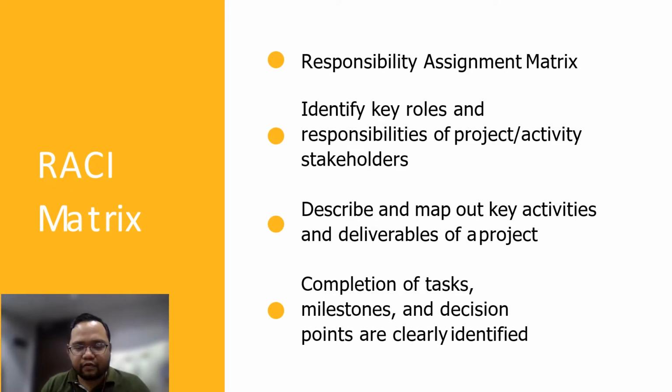It's a linear type of matrix or a chart that identifies all the key roles and responsibilities of a task, including its stakeholders. The key word here is key roles and responsibilities. This matrix or chart describes and maps out all the key activities and deliverables of a project. So, at a glance, you will be able to see the completion of tasks, milestones, and all the decision points of any given project per activity.